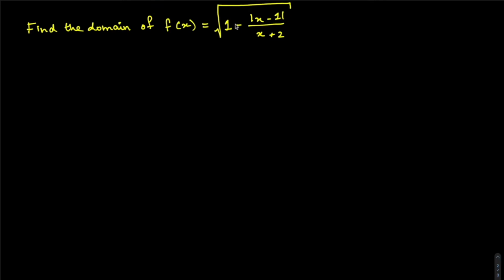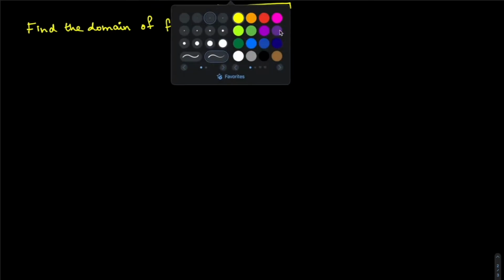In this question, we have to find the domain of f of x. The key point here is to understand that there are 2 functions: the radical function and the modulus function. First we have to satisfy the conditions of the radical function. Once we've done that, we can move on and satisfy the conditions for the modulus function. All right. So let's change the color to red.